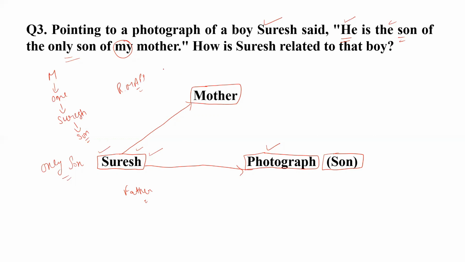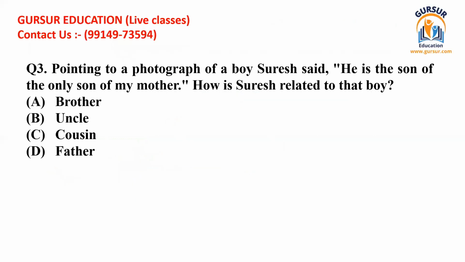So you can see that I have not looked at any of the options, but even before looking at the options, I have answered that Suresh should be the father of the boy in the photograph. The option of father has been given in option D, so that's why we shall select it as our possible answer, and in this way we can answer these kinds of questions. I hope by now you have got the complete idea of how things are done and how everything happens in the case of the blood relationship series.